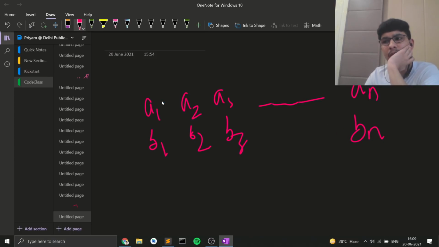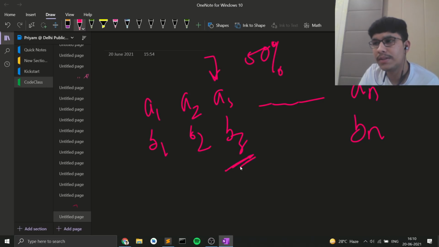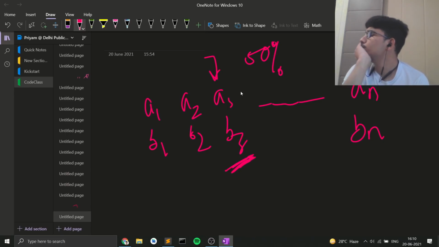So now, alright, this simply means that all of these A values, their price will become 50% if I am able to buy B3 in overall, right? So their price becomes 50% if I buy B3.